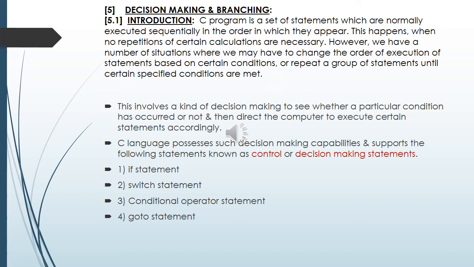Chapter 5, Decision Making and Branching. Introduction. A C program is a set of statements which are normally executed sequentially in the order in which they appear.